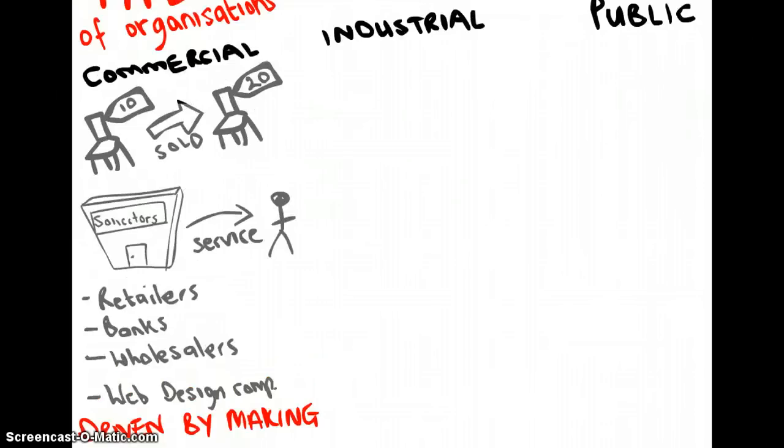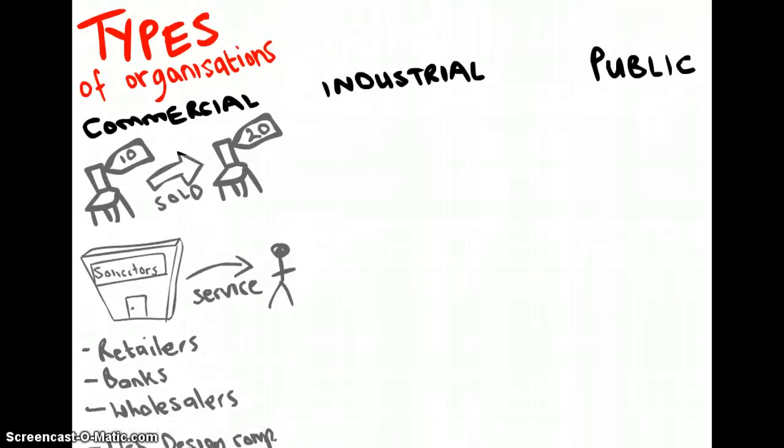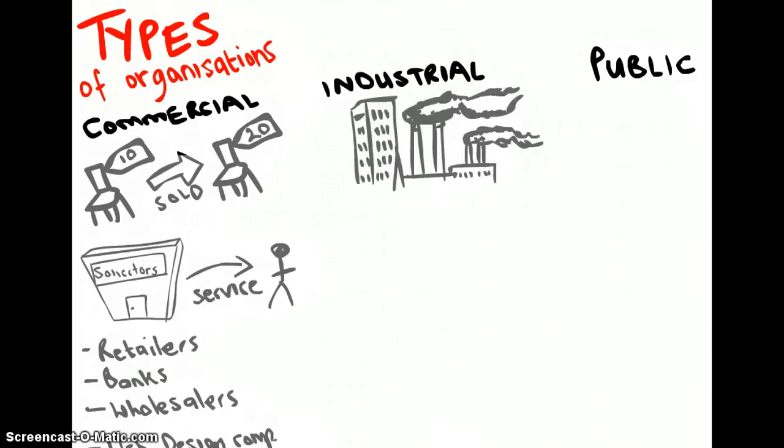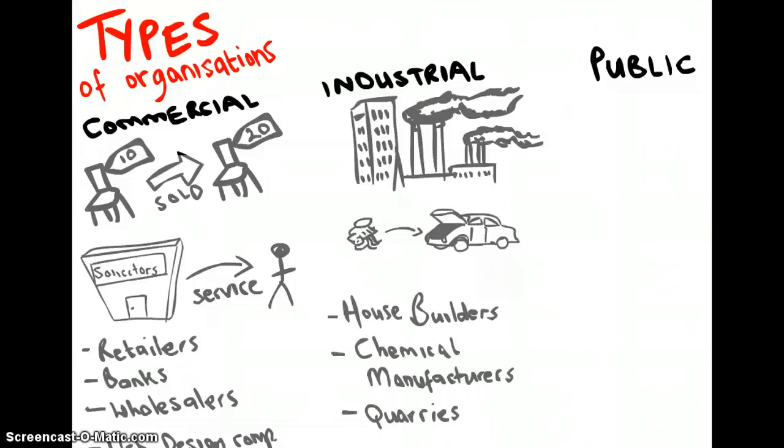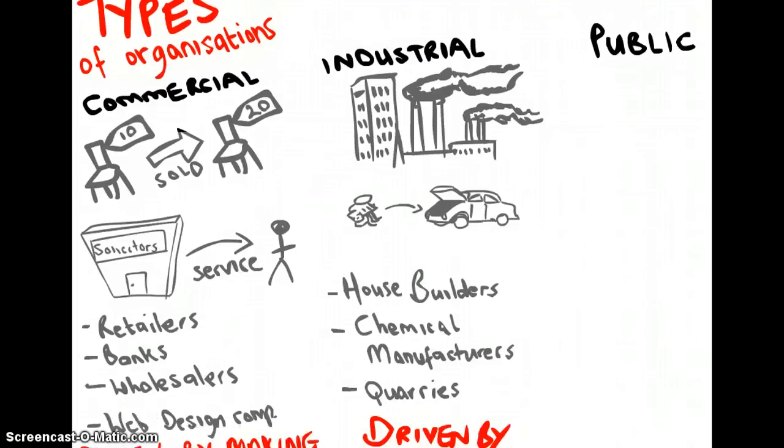If we then go and have a look at another type of organisation, for example industrial, the main function of an industrial organisation is to manufacture products or process raw materials or be involved in construction. So for example, we could look at a car manufacturer. The main thing that they do is they produce a product or a material or a structure and they sell it to make a profit. So other industrial organisations are house builders, chemical manufacturers, quarries. They again are driven by profit.